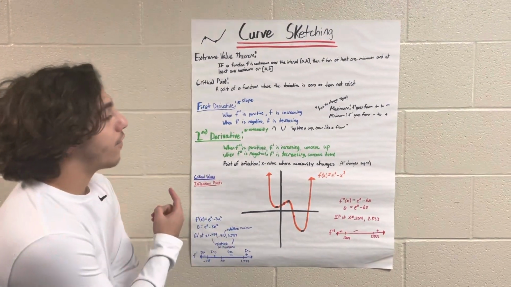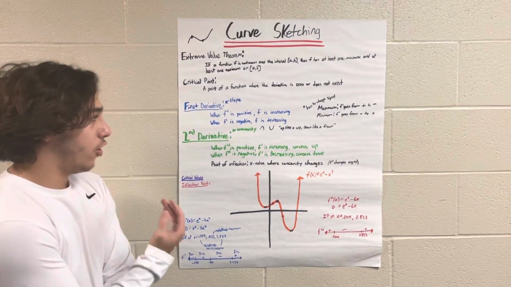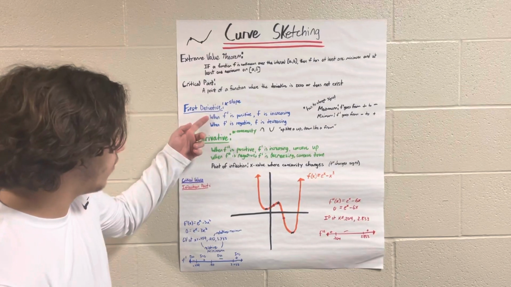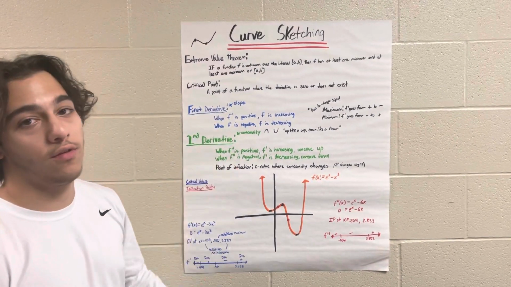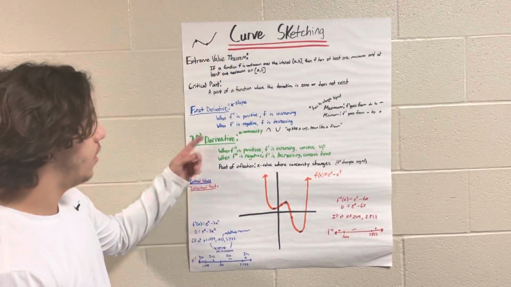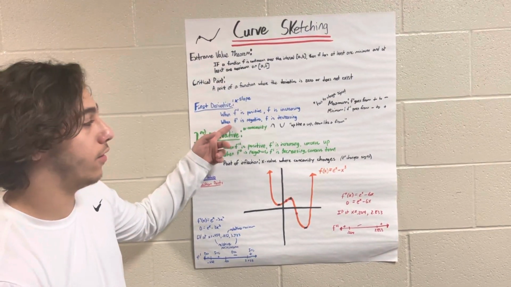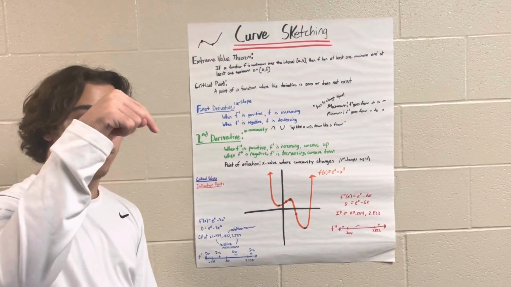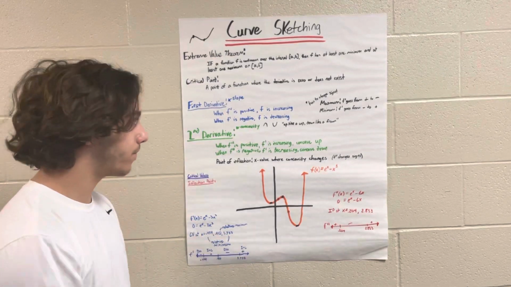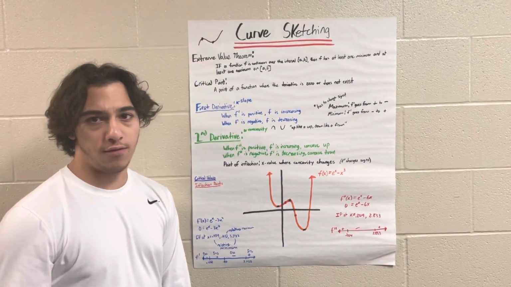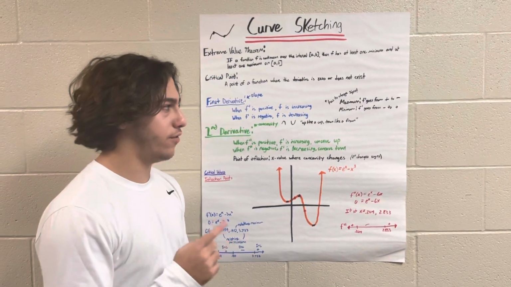The first derivative, we've learned already, means slope. We know that when f prime is positive, f is increasing, positive slope, it has to go up. When f prime is negative, f is decreasing. So when slope is negative, it goes down. And we can also use that to find the minimum and maximum values of a graph.